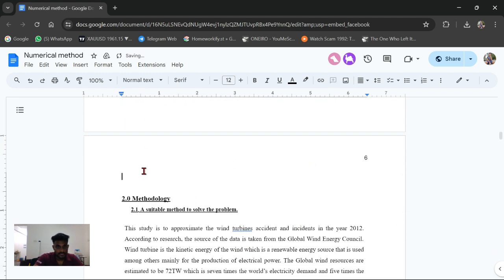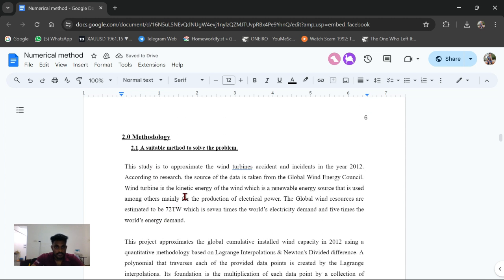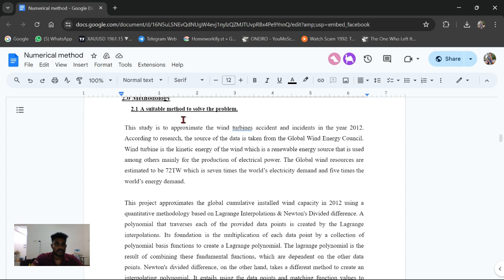Later, let's move on to the methodology. What is the main concern of methodology? Methodology is simple. It is the method you classify to make a solution for the problems. How are you going to solve it? You explain the method, and that explanation is the methodology. So, a suitable method to solve the problem, and here are the wind turbine accidents which are recorded, and the wind turbine uses the kinetic energy of the wind, and the global wind resources.